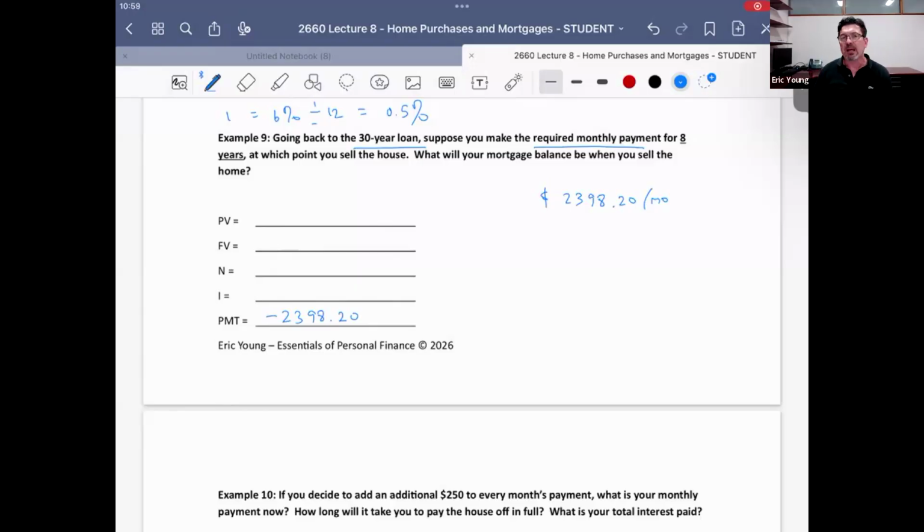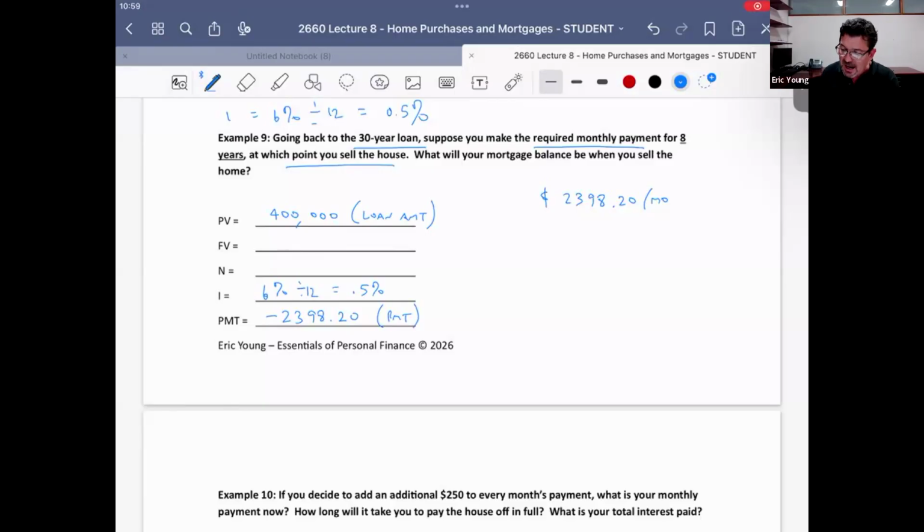And you do it for 8 years. And then after 8 years, you decide you want to sell the home. How much will you owe on your mortgage in 8 years? Let's think here. We know you're still taking out the mortgage of 400,000, right? That's your present value. That's the loan amount. You're going to make the scheduled payments of 2,398.20. The interest rate is still going to be 6% divided by 12, which is 0.5%.